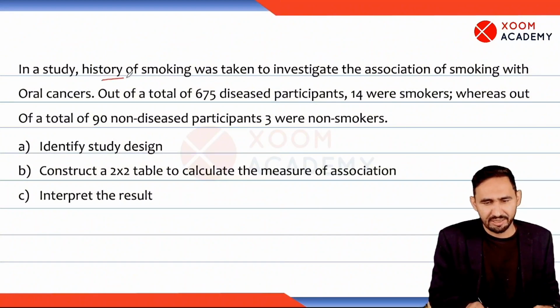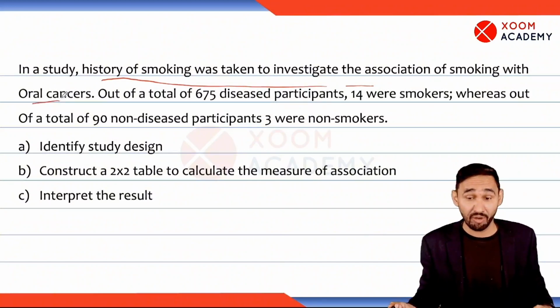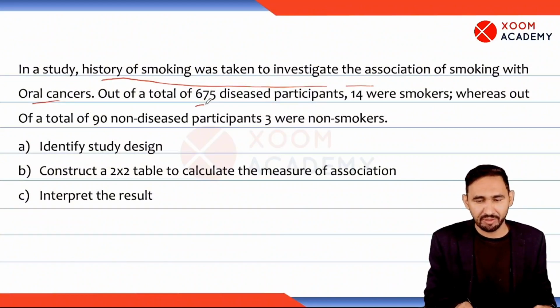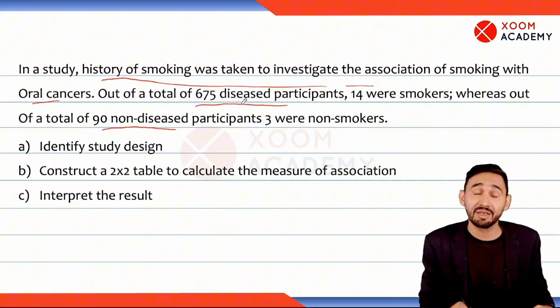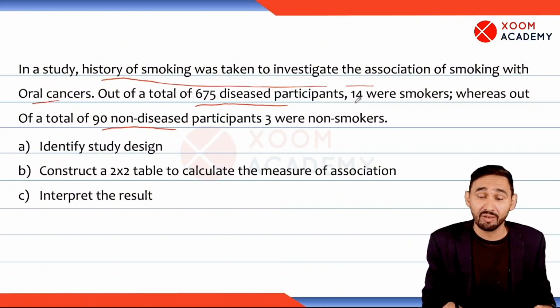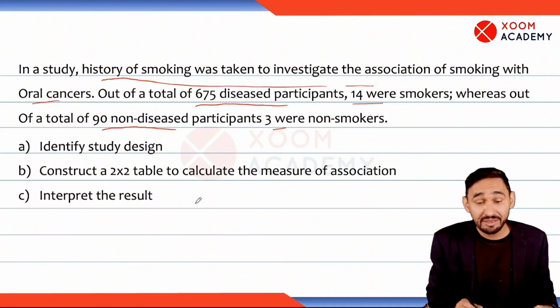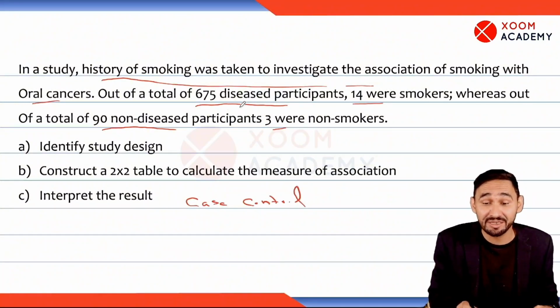In a study, history of smoking was taken to investigate the association of smoking with oral cancers. So we have the hypothesis that smoking causes oral cancers. So we took 650 people with oral cancer and 90 normal or non-disease people. Among 675 people who have oral cancers, only 14 were smokers. And among non-disease people, 3 were smokers. Identify the study design. This is case control study. Number of disease people is greater than exposed people.